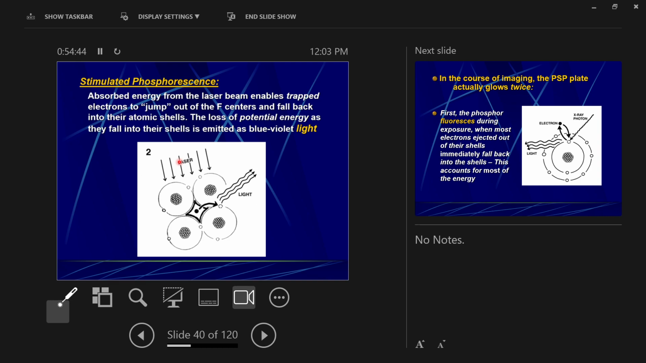So, the laser beam comes in, shines at the plate, and the electrons hop back out of their trap into the atoms they came from, releasing all of what they had held on to as a form of visible light. To be clear, it's blue-violet light. And we read in the processor the light coming off of the plate. The light exposed the X-ray; we've already made the image. The light coming off of here will tell us what shade of gray to give that spot on the plate.